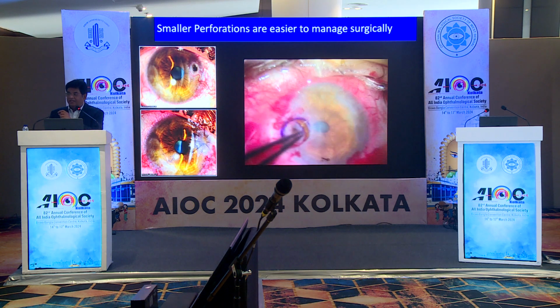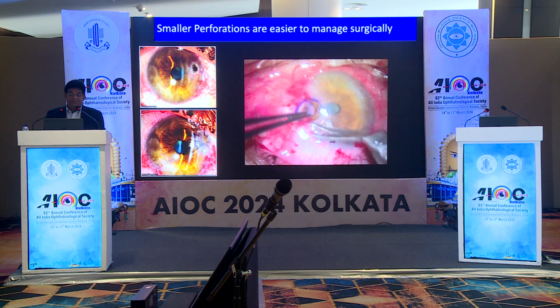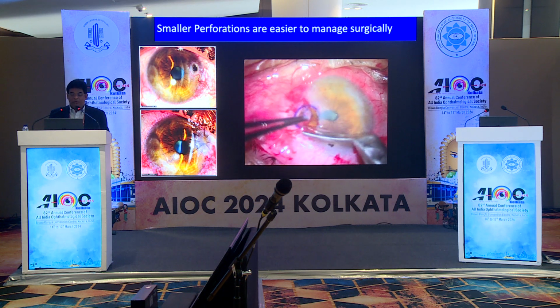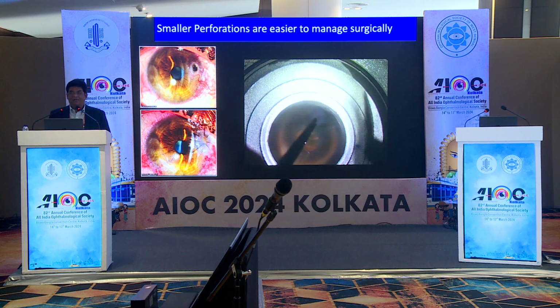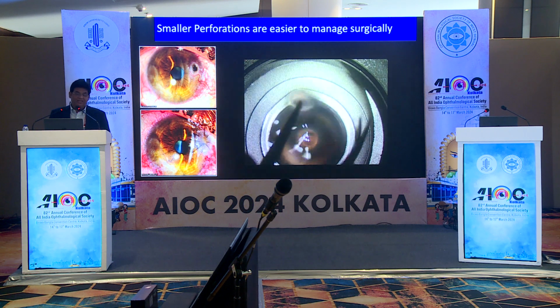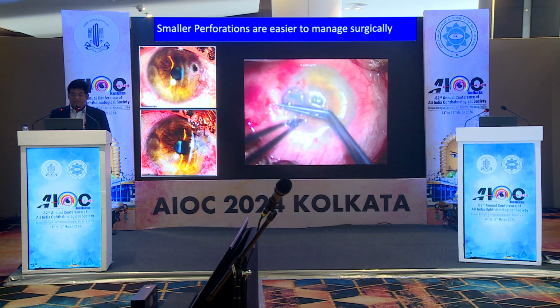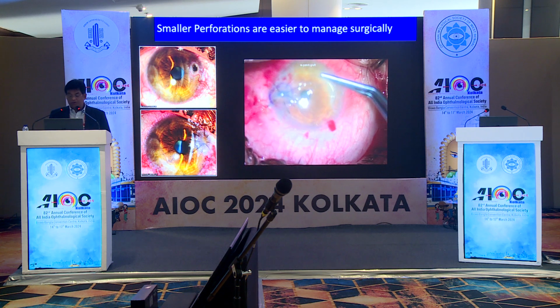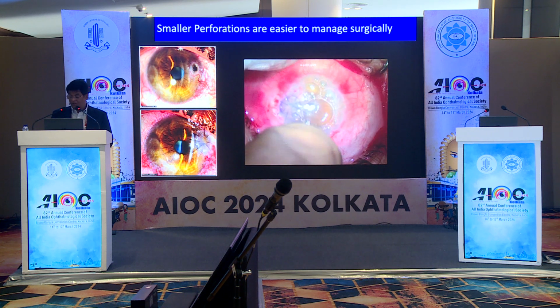Now, in case of smaller corneal perforations, they are relatively easier to manage. In this case, what I am doing is cutting out with a skin biopsy punch a 3 millimeter graft, and a similar matching graft is taken from an eye which is mounted on an artificial anterior chamber, and this is then sutured, and this is the end of the surgery after injecting some air.